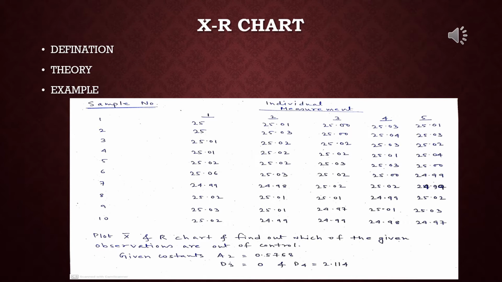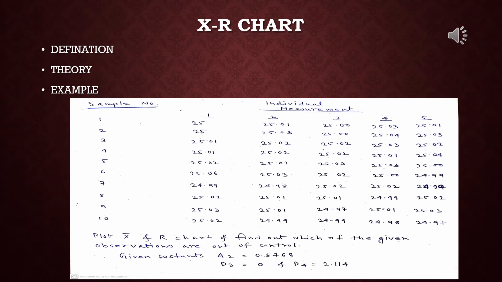For the R chart, the central line is R bar, and the upper control limit is D4 into R bar, and the lower control limit of the R chart is D3 into R bar. For your benefit, I have listed all the formulas, and you can find them in the last slide of this PPT or this video.